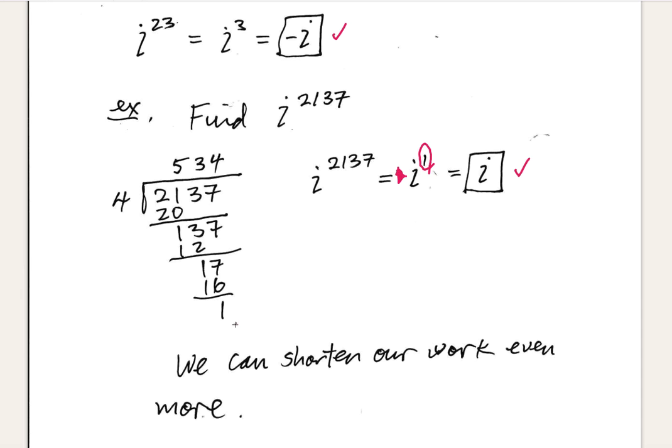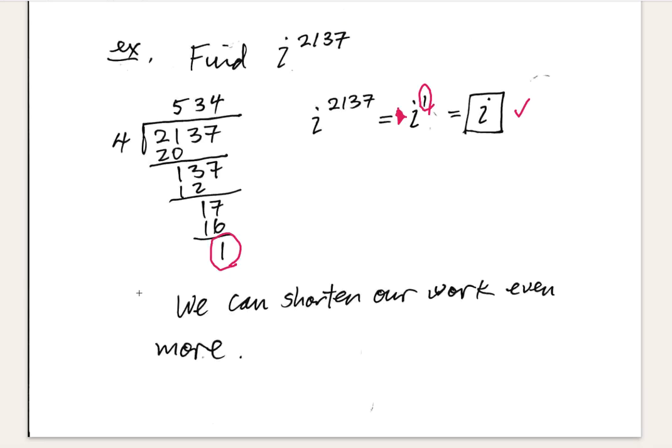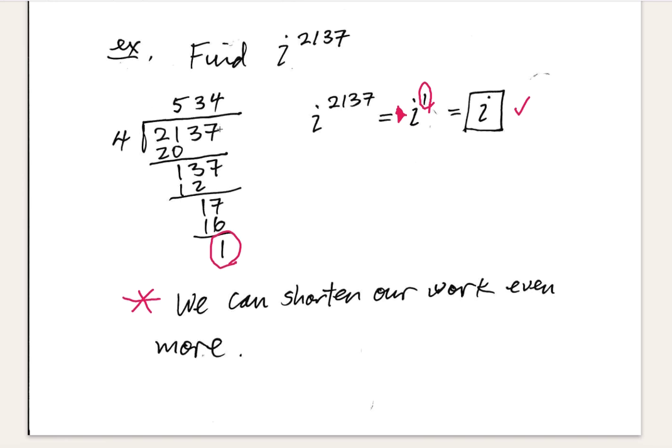So you just need that remainder upon division by 4. Okay, and this works no matter how large the exponent is. But here, I'm going to show you that we can shorten our work even more. Even this calculation is longer than I need it to be.